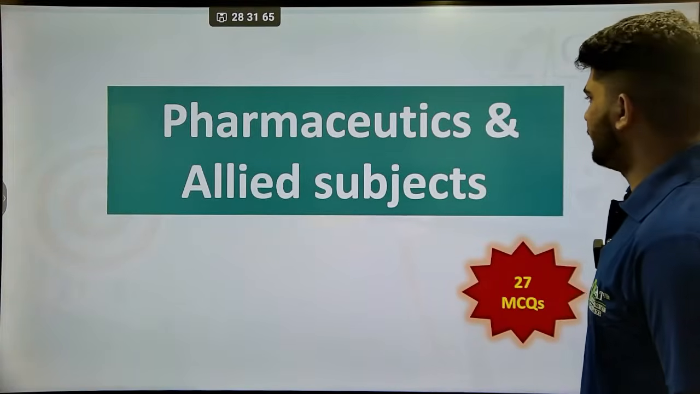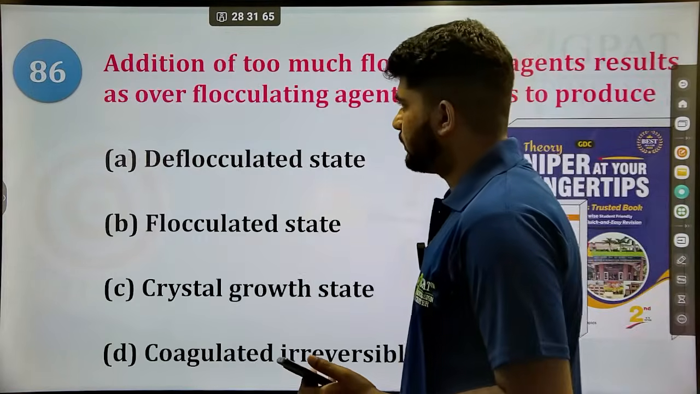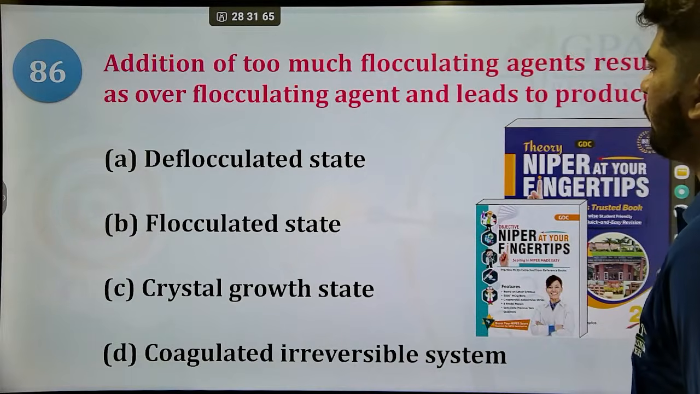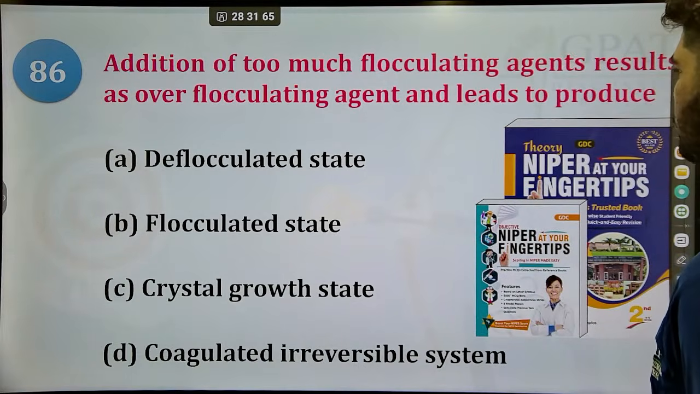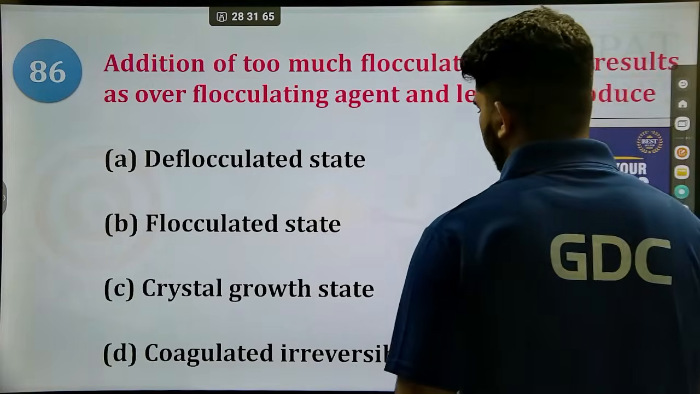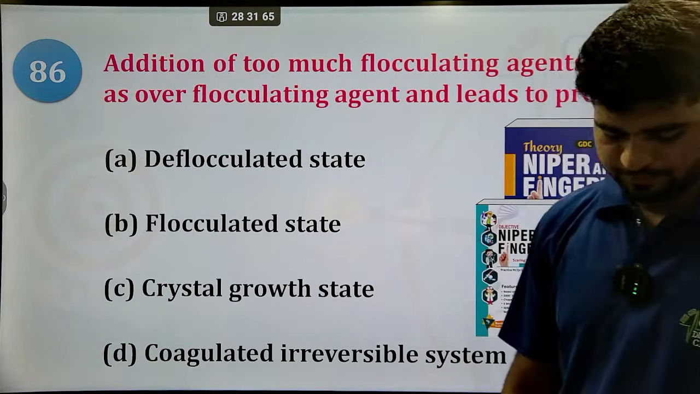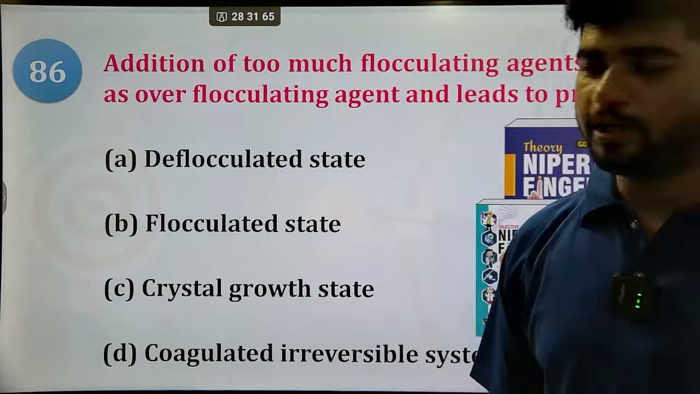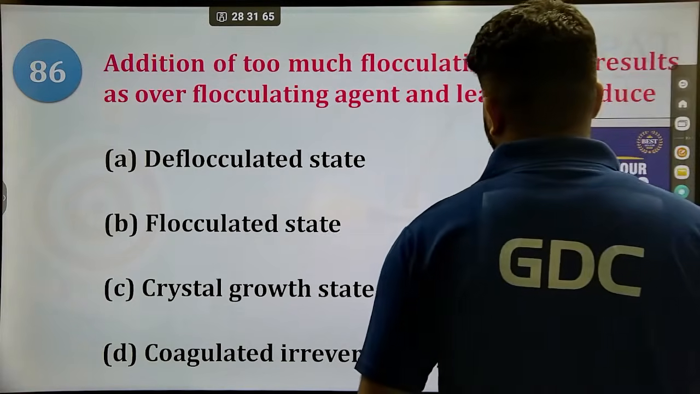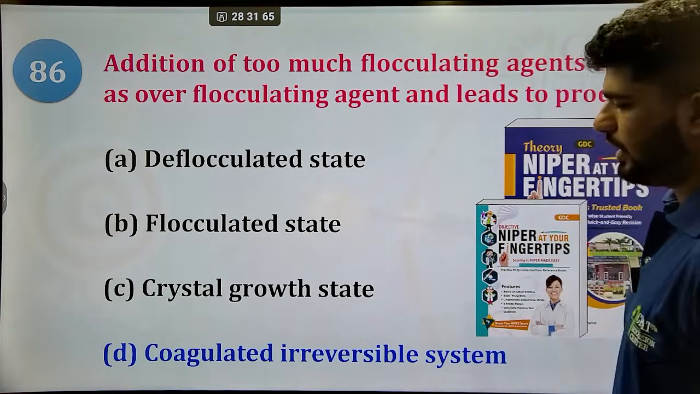Pharmaceutics and allied subjects, guys, 27 questions over here. Addition of too much flocculating agent results as over flocculating agent, and that leads to produce what? Deflocculated state, flocculated state, crystal growth state, coagulated irreversible system. Anyone over here? Yeah, that's your coagulated irreversible system.